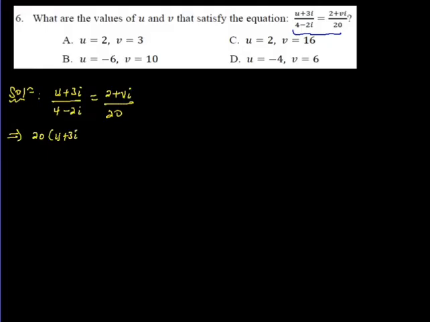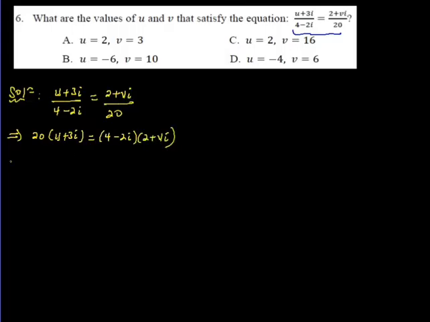What are the values of u and v that satisfy the given equation? So let's take the equation as it is, then we will determine the values of u and v satisfying the given equation: u plus 3i over 4 minus 2i is equal to 2 plus vi over 20. You can use different ways, but for me, I'm going to take a crisscross. So 20 times u plus 3i is equal to 4 minus 2i times 2 plus vi.